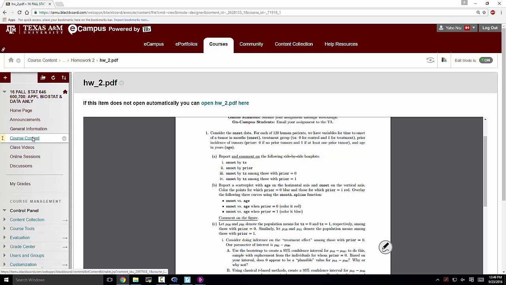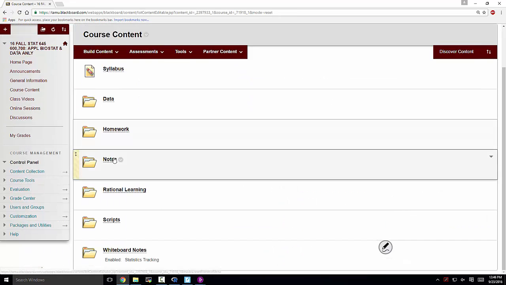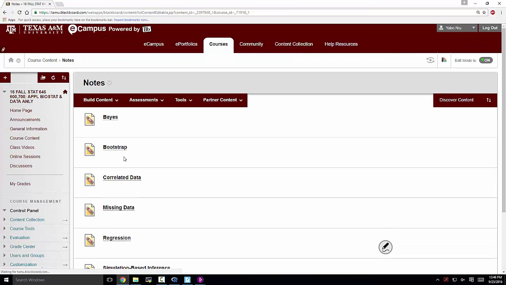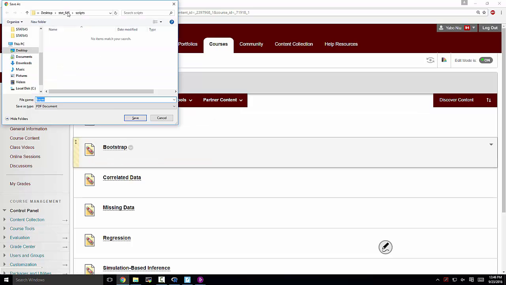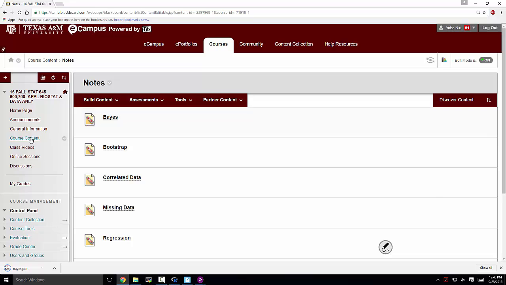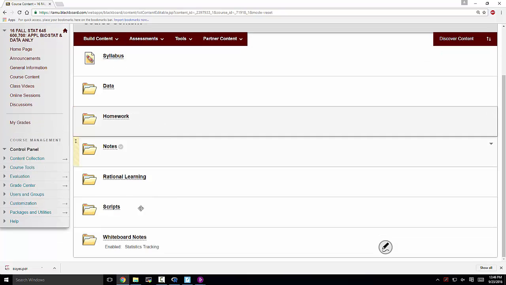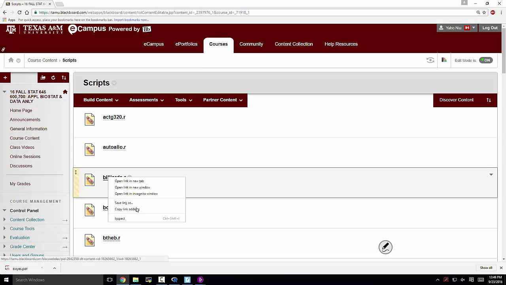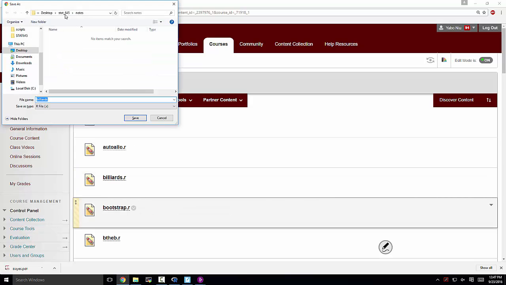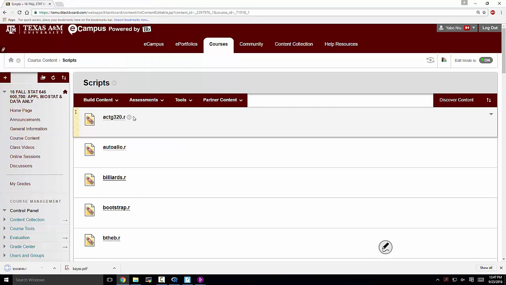What I was going to do today in terms of covering content is talk about Bayesian statistics, Bayesian inference. I uploaded just a few slides for us to look at called Bayes. And I uploaded a script for us to play with. So under Notes, look at Bayes, and under Scripts, look at billiards.r. Let's start with the notes.